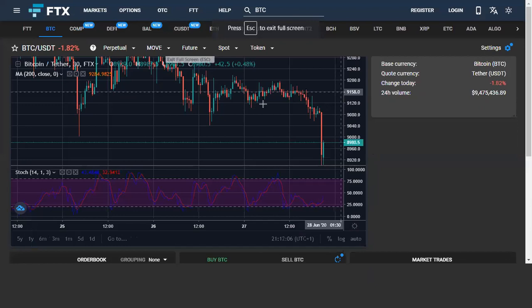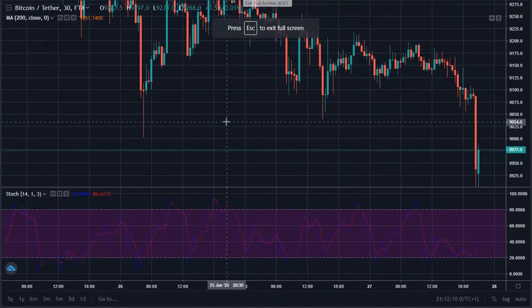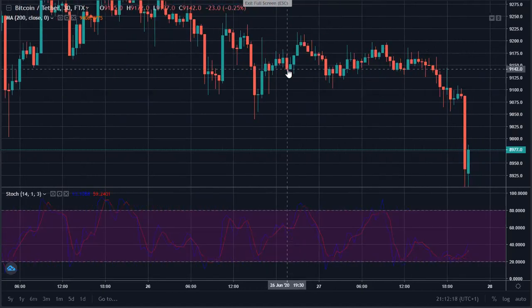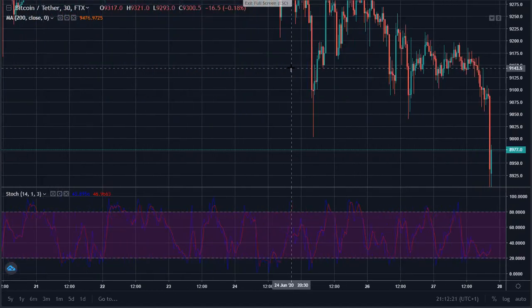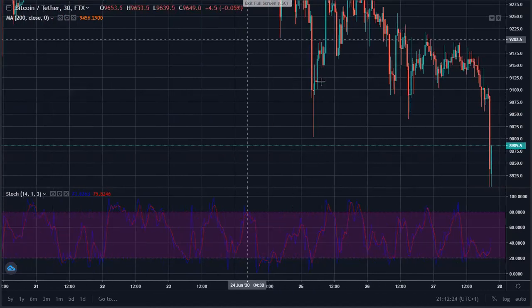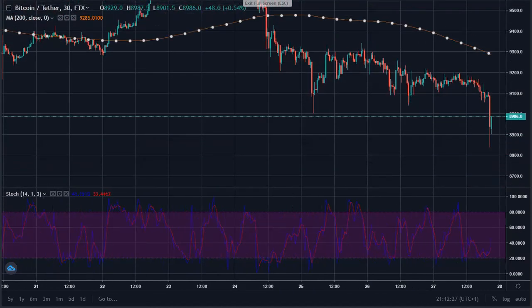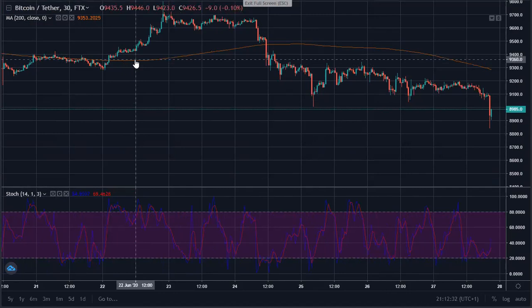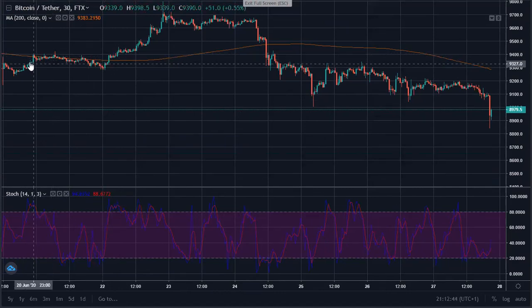I could expand this to know if you give me what I want. Okay, all right, this is what I meant. This is actually my 200 moving average. So the ideal thing here is that if the price is above the 200 moving average, it means we are in a bullish market. This line, this orange line, is the 200 moving average.